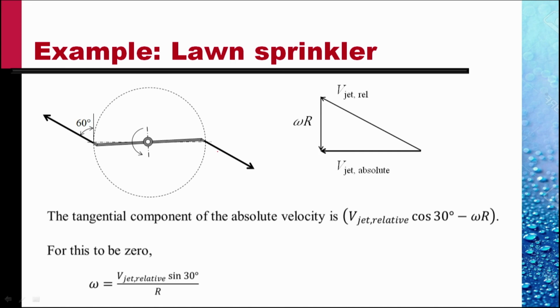So we know the V jet velocity relative, at what rate it is coming out. That we can determine by applying the Bernoulli equation from the pressure at which the water is being supplied to the sprinkler. We can calculate the relative velocity of the jet, and then we can find out what would be the rate of rotation of the sprinkler if it is frictionless.